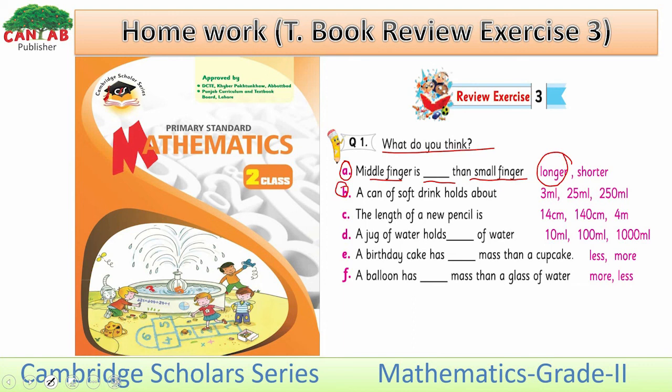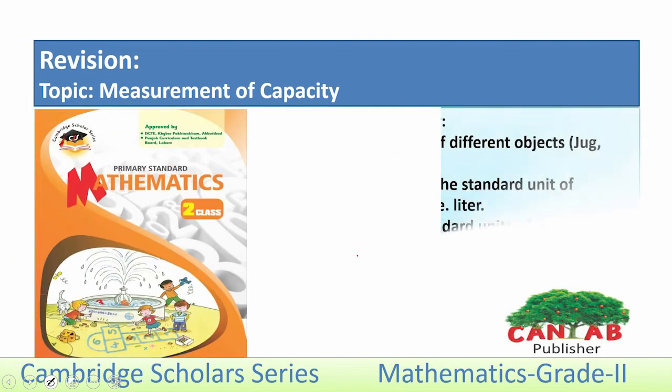In part B, a can of soft drink holds about 3 ml, 25 ml, or 250 ml. It is about 250 ml because you use soft drink daily or maybe sometimes at your home. Similarly, read the statements of other questions and complete these statements accordingly, and at the end send your textbook to your teacher for checking.